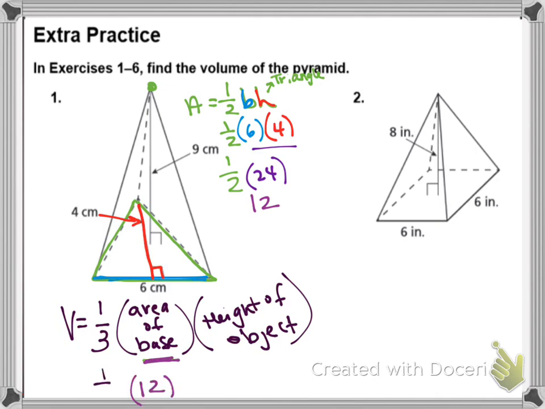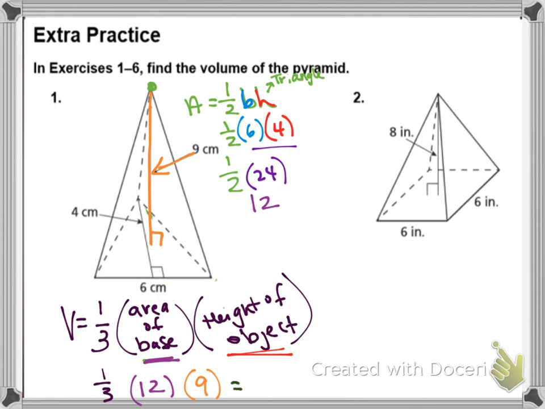I'm going to keep my 1/3. And then times the height of the entire object. The height is from the very bottom of the object to the very top of the object. So, from the very bottom to the very top, you'll usually see this right angle. I'll erase the other one so you can kind of focus. You'll see the right angle because, again, it's signifying that that is the absolute height. That is straight up. So the height here is 9 centimeters.